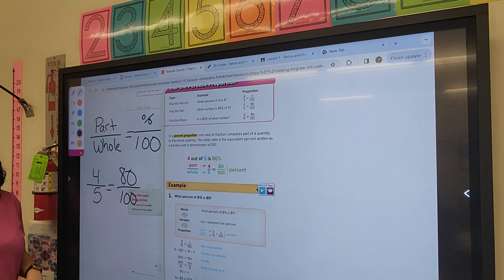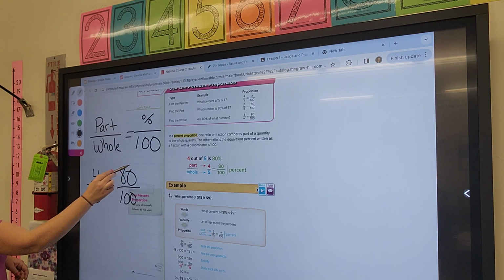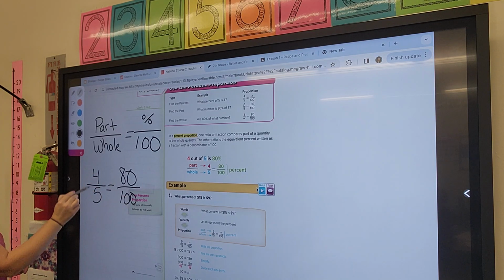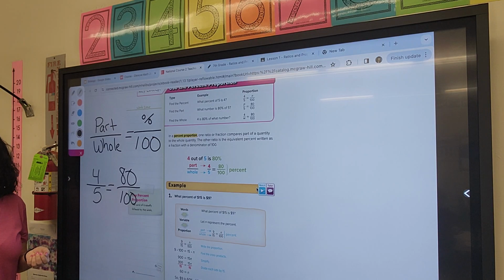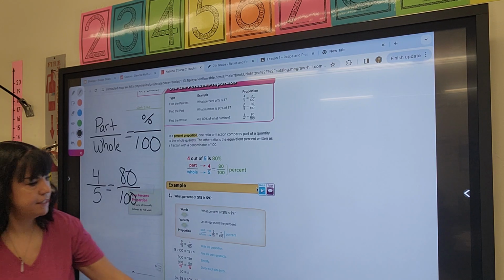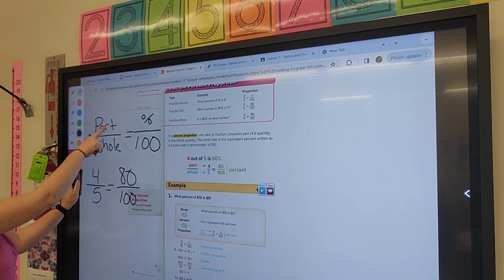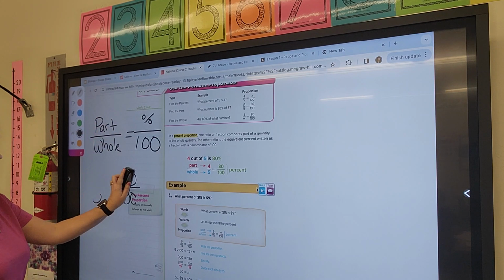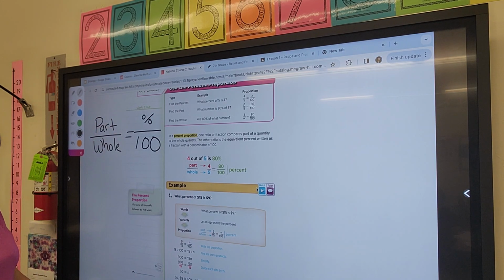Do you guys remember how to see if your proportions, if your fractions are equivalent from before? If we cross multiply each side, 80 times 5 and then 100 times 4, you should get the same number, and that tells you that they're proportional. I'm going to erase that, but I do want you to keep this written on your sticky note to help you when you do your homework.